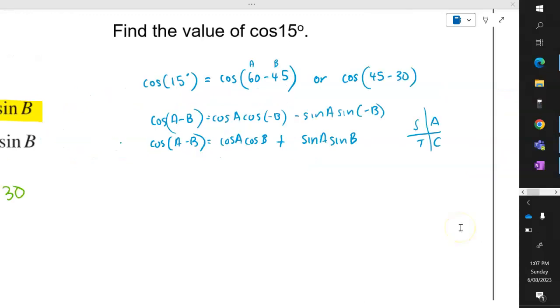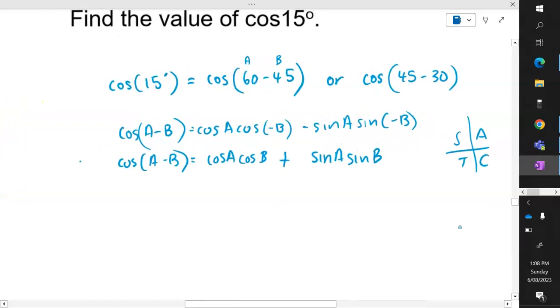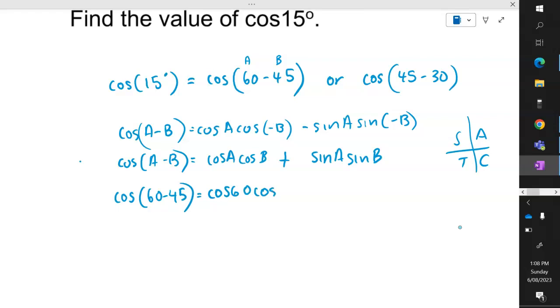If you want to choose to remember that rule, that's fine. I like to work them out because it's one less thing that I need to remember. So if we use my first way, cos of 60 minus 45, I'm going to get cos of 60 cos of 45 plus sine of 60 sine of 45.